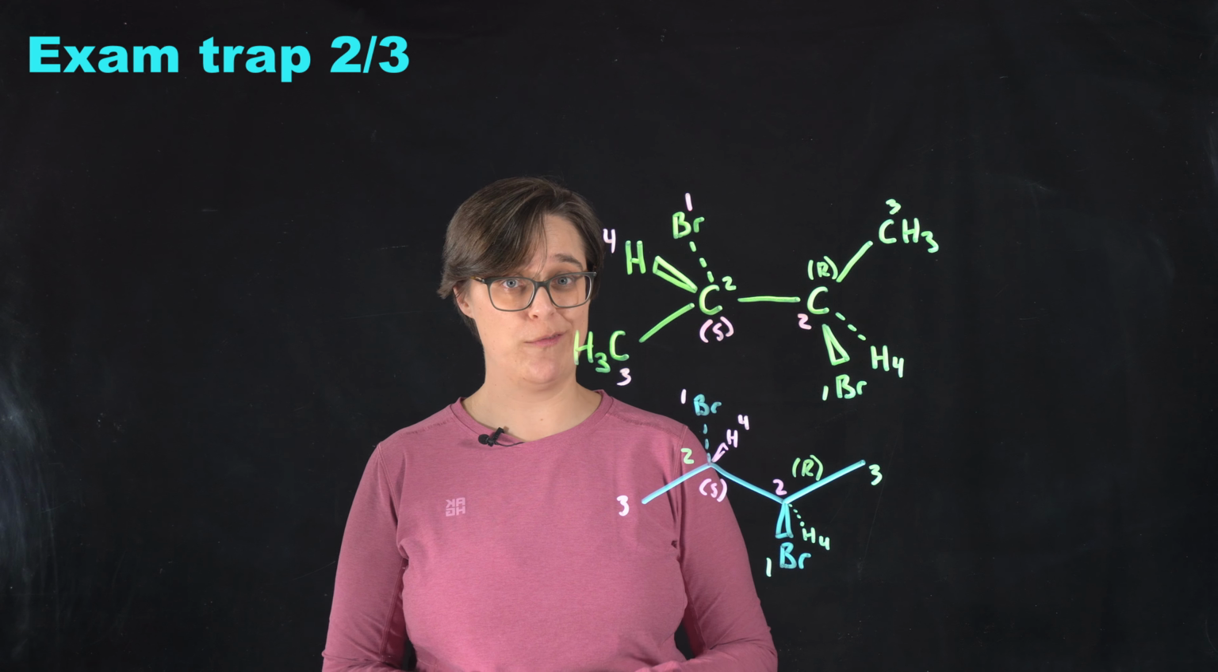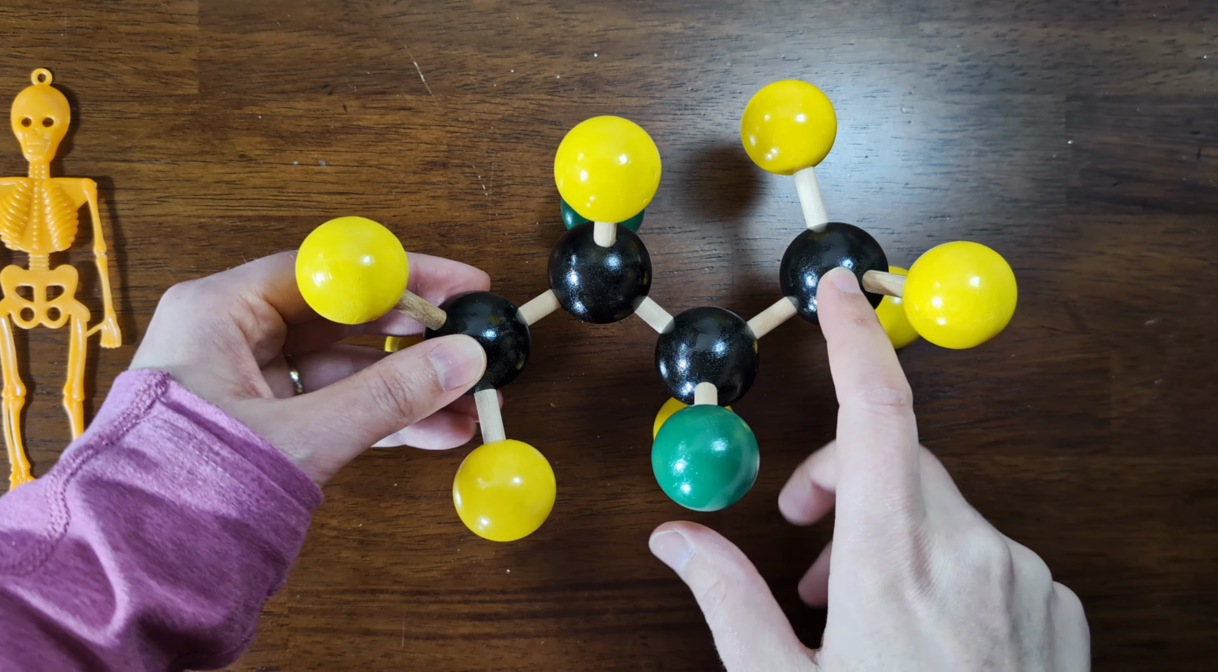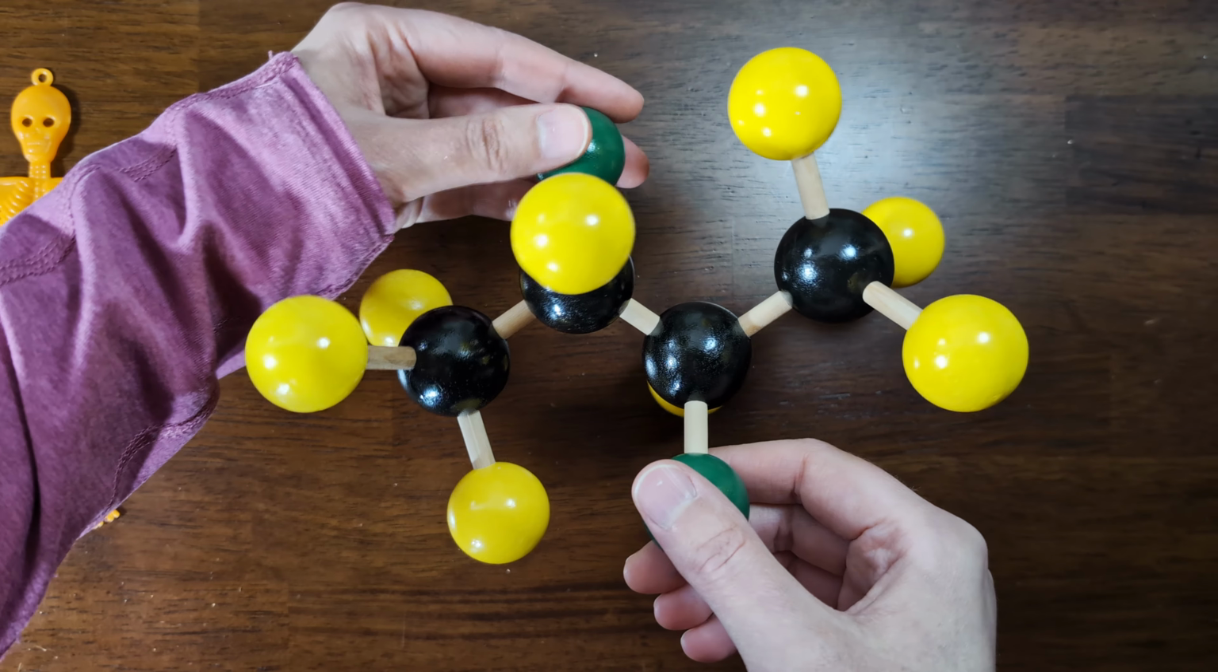Now, let's look at this molecular model to figure out this other conformation. So here we have our 4 carbons in black, and they're in our zigzag, most stable conformation. Bromines are in green, so carbon 2 is going away from you, carbon 3 is going towards you.